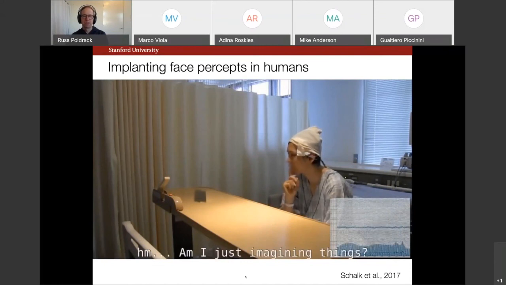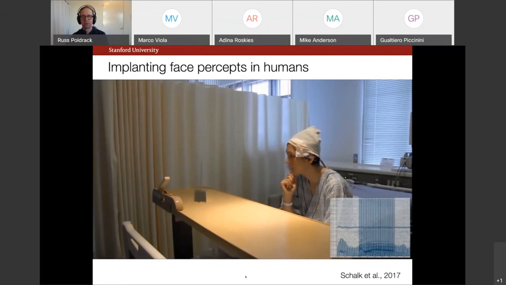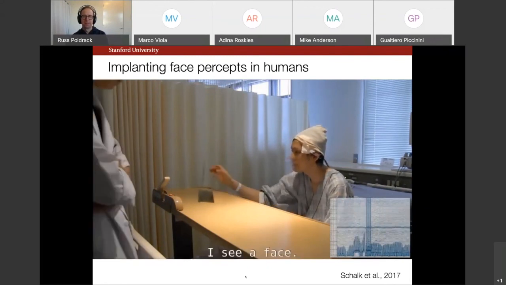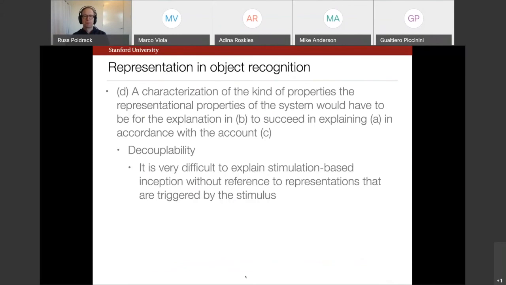So now he's being shown, you'll see in a moment, a set of kanji characters. And again, he's going to see a face in those characters. It's really difficult for me to see how you explain that sort of inception without reference to representations that are triggered by a stimulus.